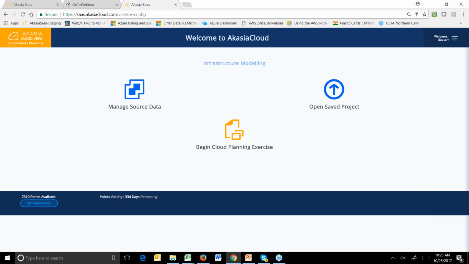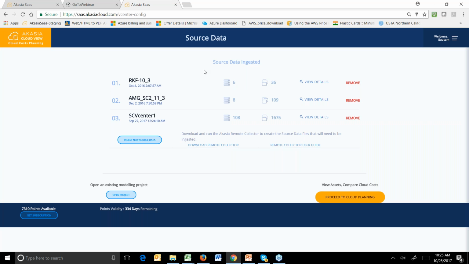So I start with managing my source data. As you can see, these are different sources that I have already collected. If I'm dealing with a brand new data center, I'll first download my remote collector. This is a very thin application, about 25 megabytes of Java application that you would run, and it goes and collects information from the existing information database. This is not intrusive. There's no agent involved there. It just goes and collects information.